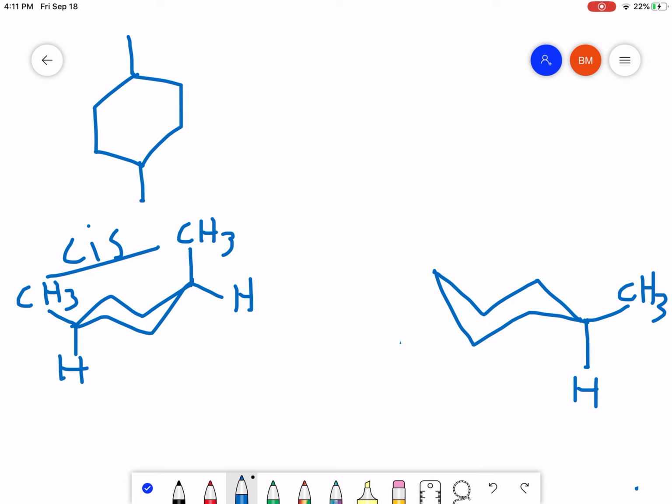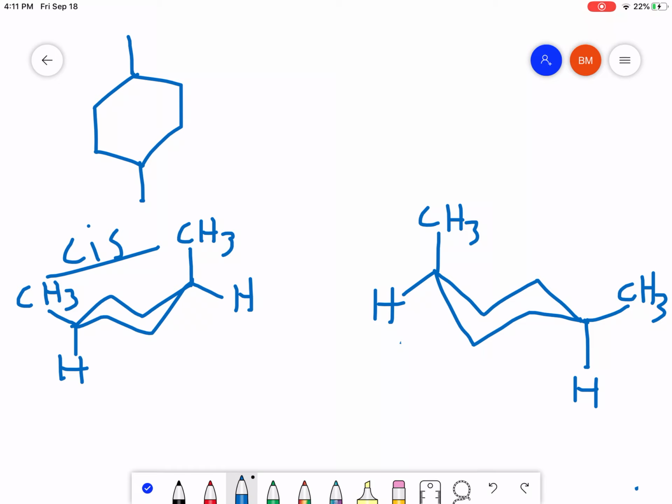All right. Go to the other carbon. Axial bond, equatorial bond. CH3 was up equatorial. Now it's going to be up axial. H was down axial. Now it's going to be down equatorial. And voila, you have got your 2 chair conformations for the cis arrangement.